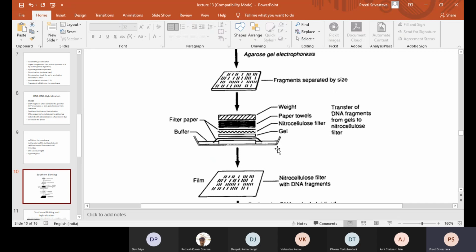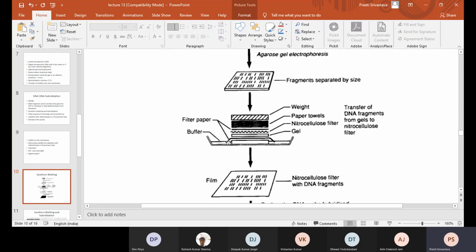On both sides of the horizontal gel apparatus or on the glass tray, you actually fill it with a buffer, and this buffer is called the transfer buffer. Now when we put this filter paper, you need to ensure that both ends of the filter paper are soaked in the transfer buffer.